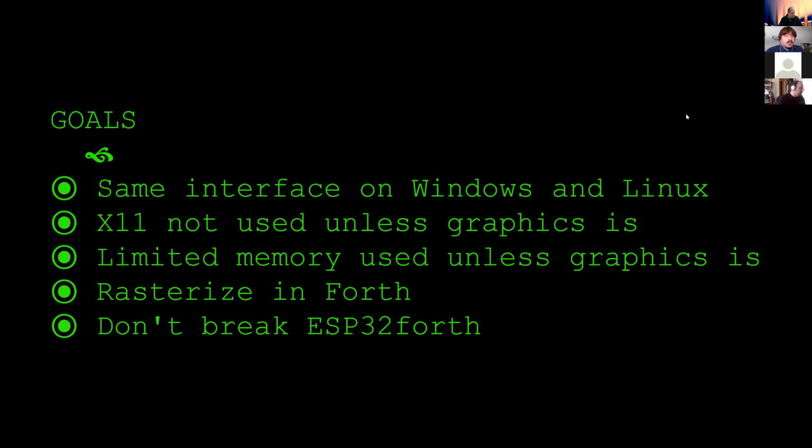And then I wanted to limit whatever memory is being used so that it's not allocating a bunch of things unconditionally at startup. For both of those reasons, I wanted to rasterize in Forth just to see if I could do it and see what the performance would be like and all of that.